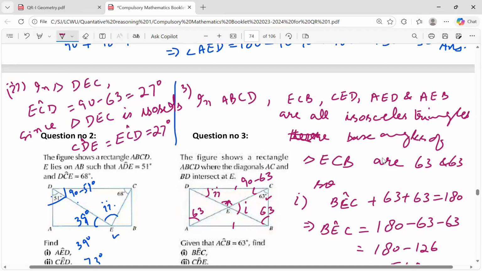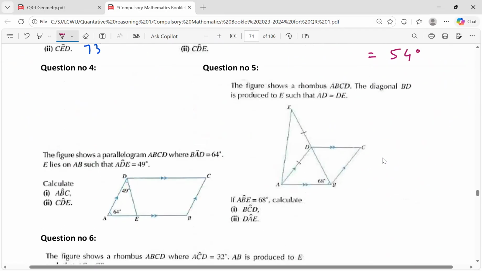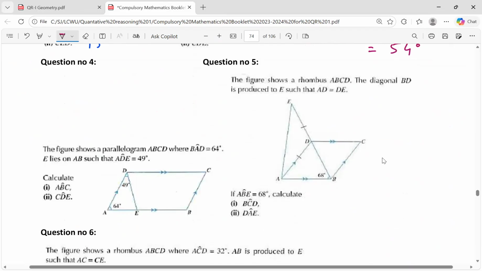Okay, is it clear? Hope that it is clear to you. We were required to find these two answers, and it's all from question 3. Next is question 4.